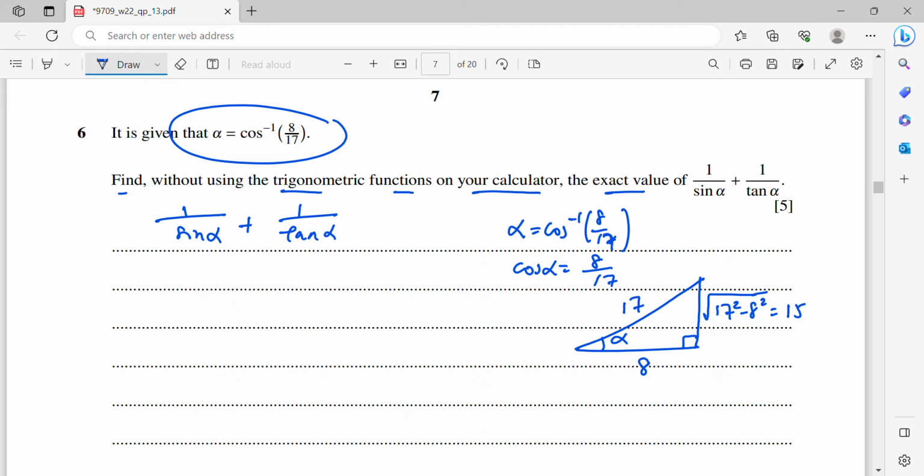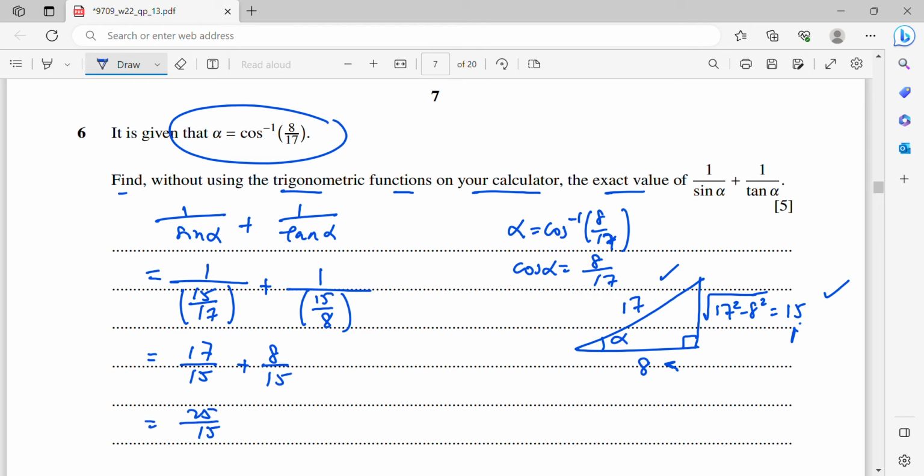Okay, so now substitute into 1 over sine. Sine alpha is opposite side over hypotenuse, which means it's 15 over 17. Then plus 1 over the tangent, which is opposite over adjacent, so 15 over 8. When simplified, it's going to be 17 over 15 plus 8 over 15. So you will get 25 over 15 at last.